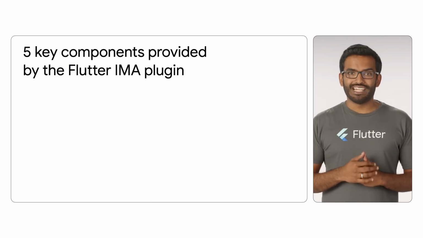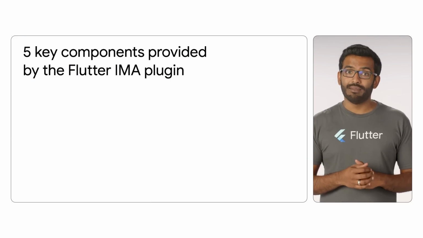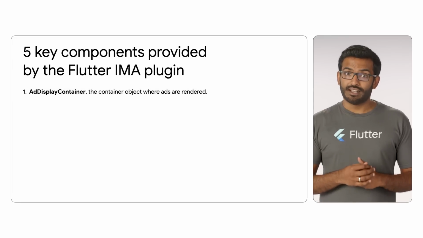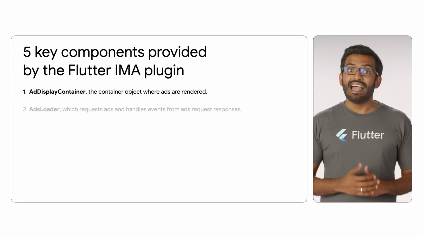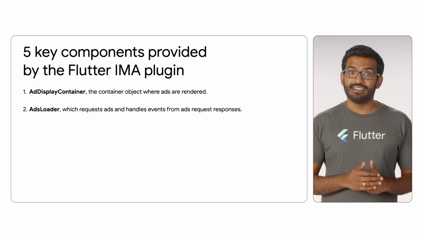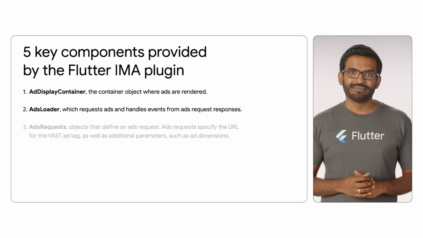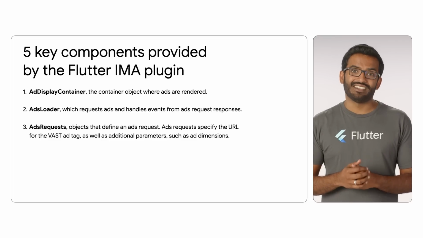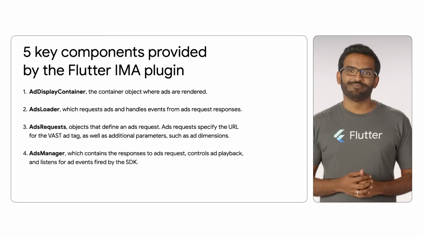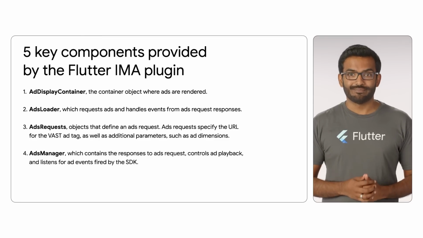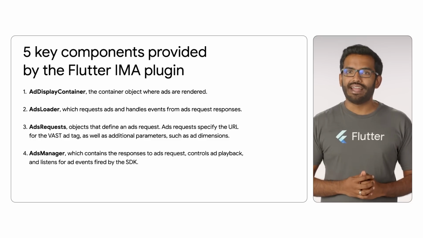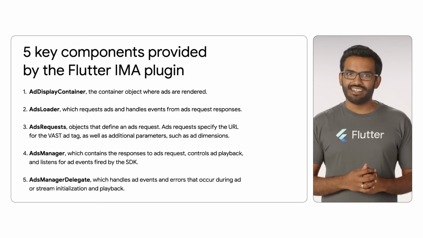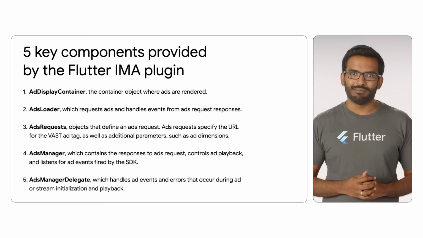Next time you want to monetize your app with video ads, remember that the Flutter IMA plugin provides 5 key components. The ad display container, the container object where ads are rendered, the ads loader, which requests ads and handles events from ads request responses, the ad request, which defines the ad request and specifies the VAST ad tag URL, the ads manager, which contains the responses to ads request, controls ad playback, and listens for ad events fired by the SDK. And finally, the ads manager delegate, which handles ad events and errors that occur during ad playback.